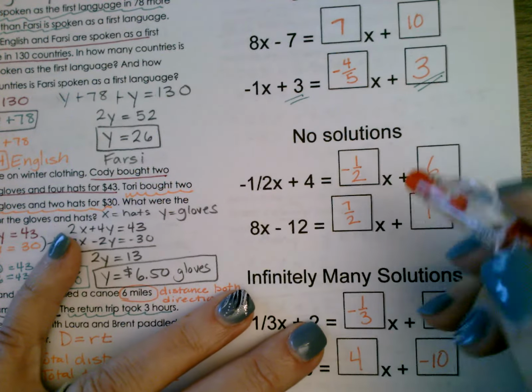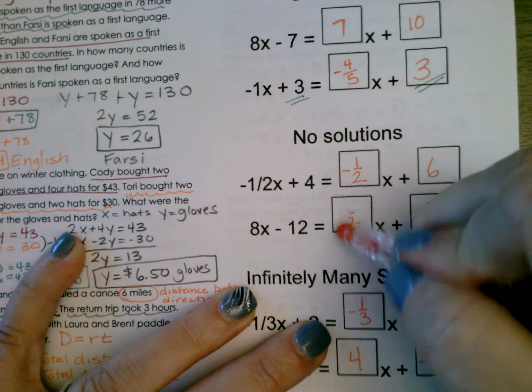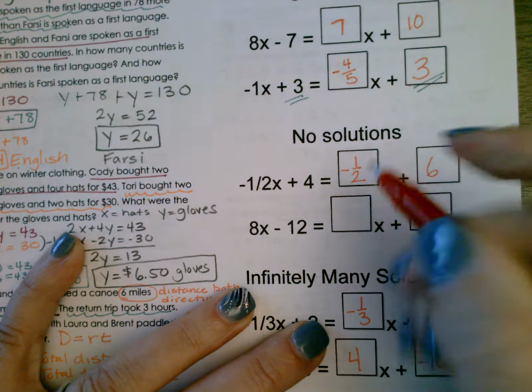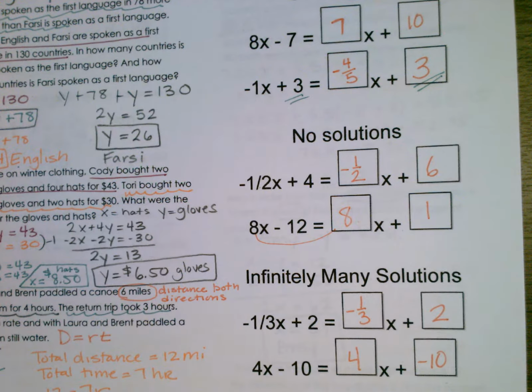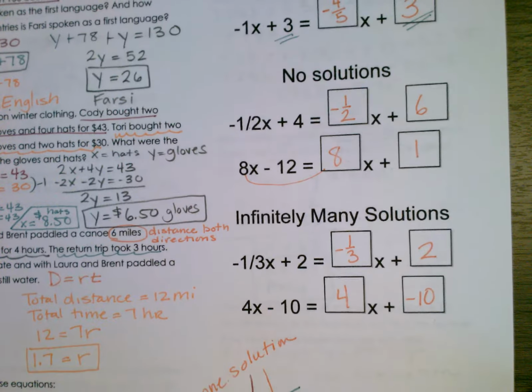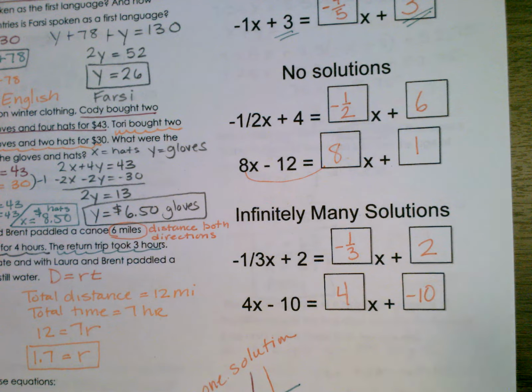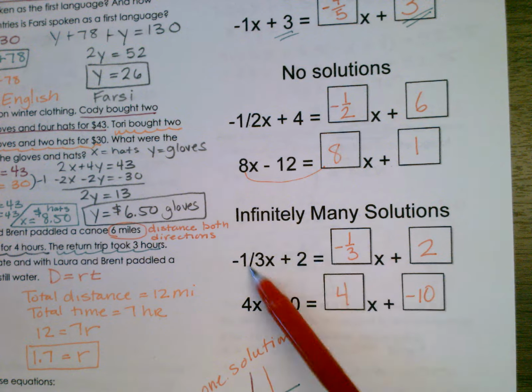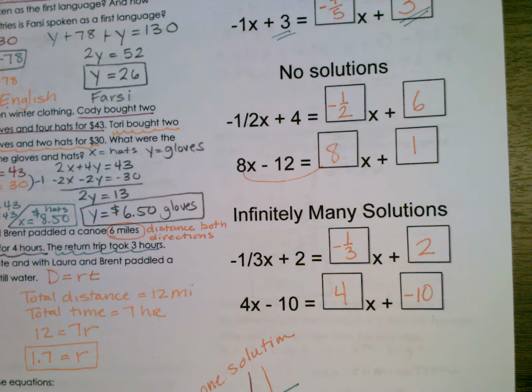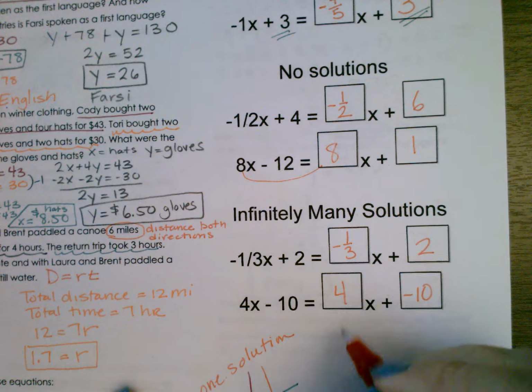No solutions. You have to catch my mistake, first of all. Oh, is that a negative? This needs to be 8. The slopes have to be identical, so they're parallel lines and they travel at the same rate. Infinitely many has to be completely identical. This is really the same as that. This is really the same as that.